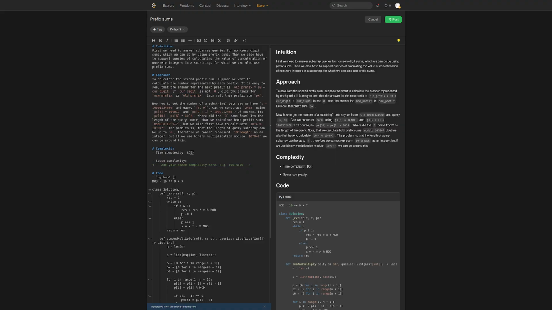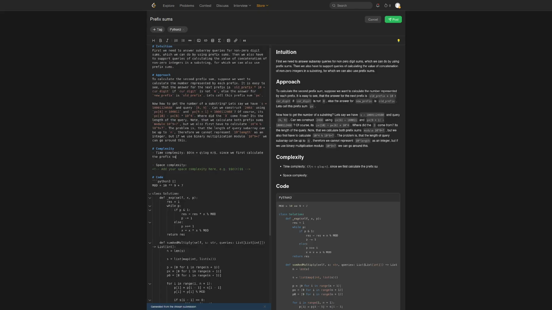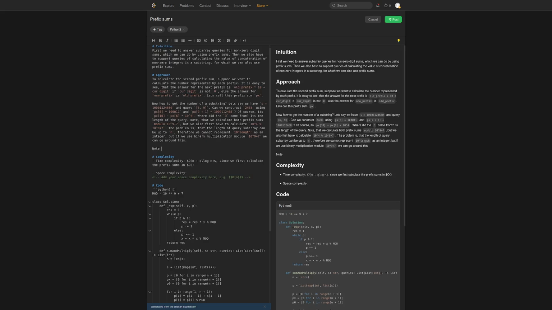So first we do pre-processing, and then we do q times log n, I think, since we first calculate the prefix sums in O. Note that to know the shifts, oh my days, what the hell.